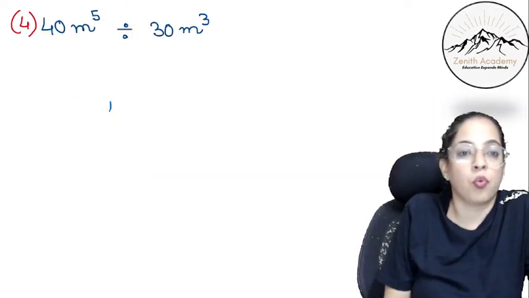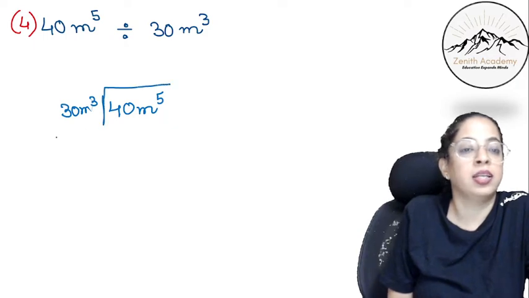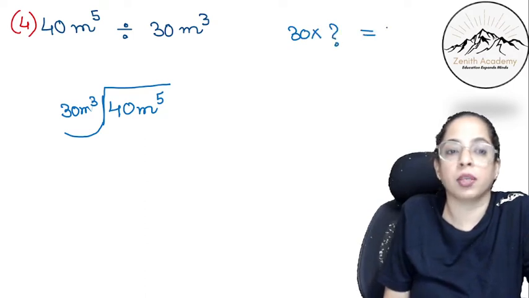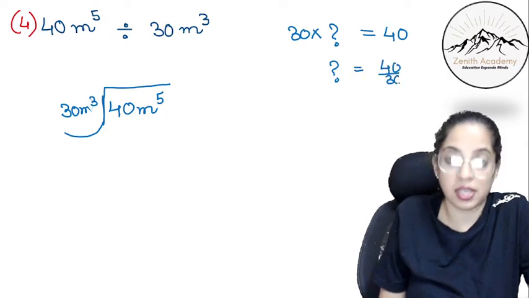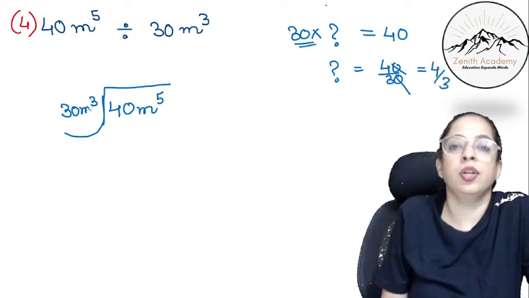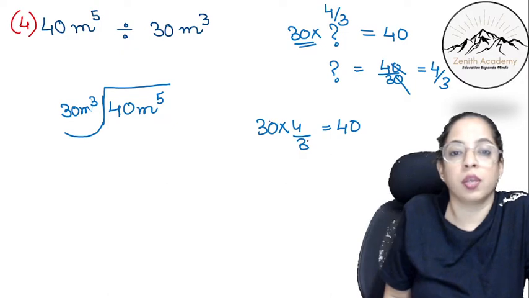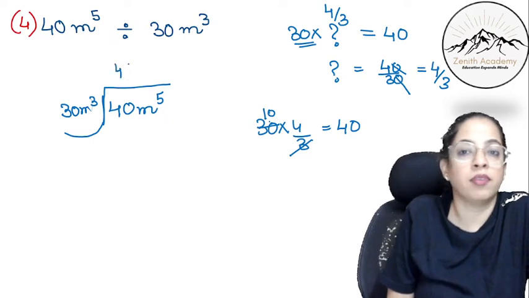Now we have 40m raised to power 5 and the divisor is 30m raised to power 3. Now again, it's a difficult one. See, 30 into what will give you 40? So this will be 40 divided by 30, isn't it? So 0 and 0 cancel and it becomes 4 by 3. So 30 into 4 by 3 is equal to 40. You can check. See, 30 into 4 by 3 is equal to 40. 3 into 10 is 30, so 10 into 4 is 40. Clear? So here I will get 4 by 3.